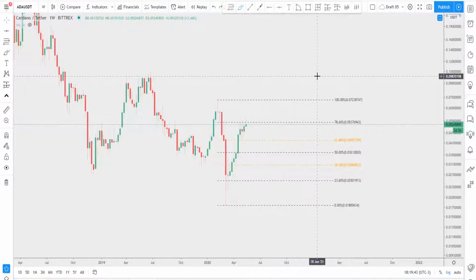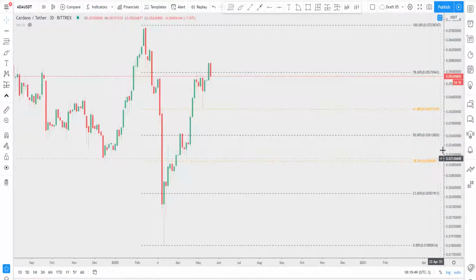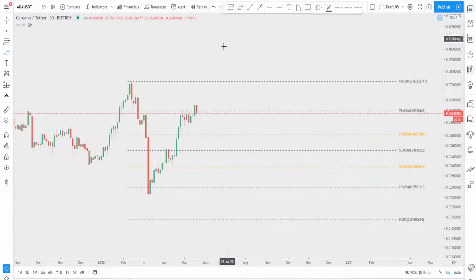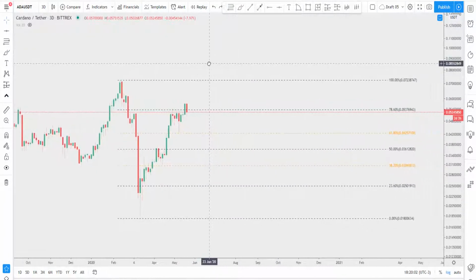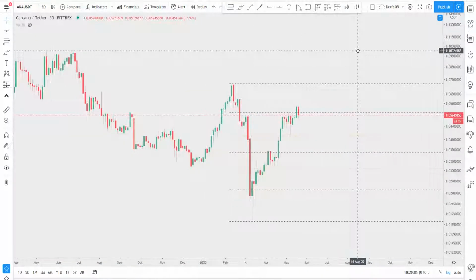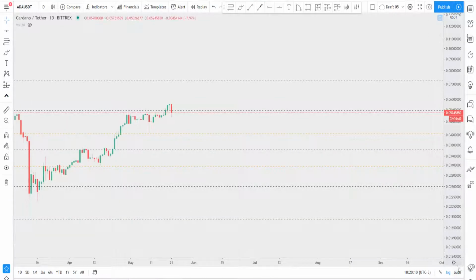So let's take another look here at the 3 days. Okay, so this was our rejection. As you guys can see, it's almost 100% shadow on the previous candle, which is an engulfing candle for now. And maybe let's take a closer look on the daily for more clues.